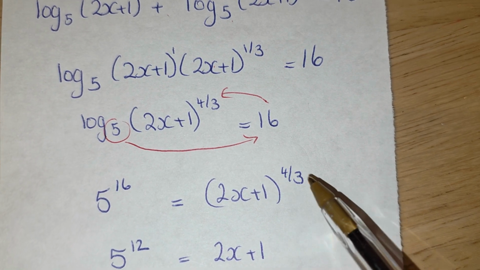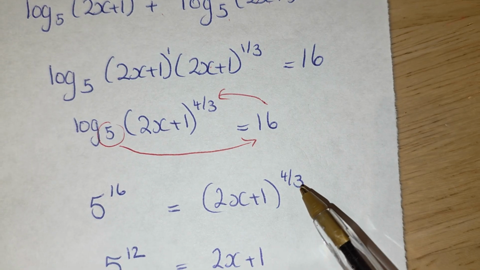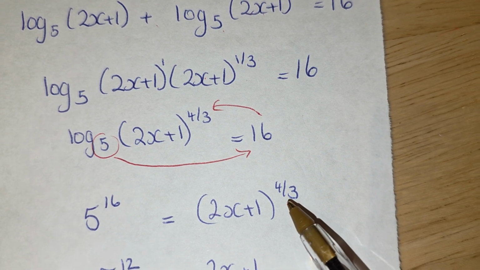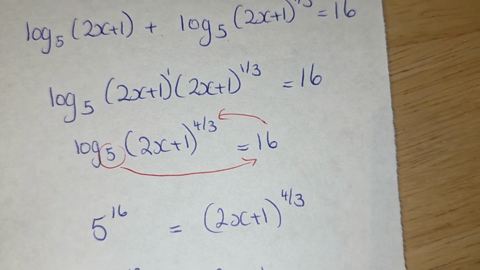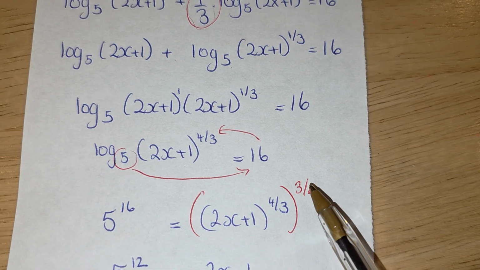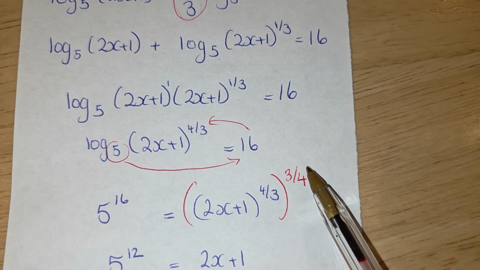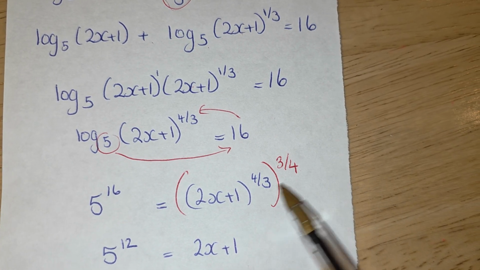The only way to turn 4/3 into a 1 is if you multiply 4/3 by its reciprocal. What do I mean by a reciprocal? The reciprocal of any fraction is that fraction turned upside down. So 3/4 would be the reciprocal of 4/3. Okay, so by putting the right-hand side to the power of the reciprocal of that power, a power to a power means you multiply. 4/3 multiplied by 3/4 will give you a power of 1, which means the power is gone.